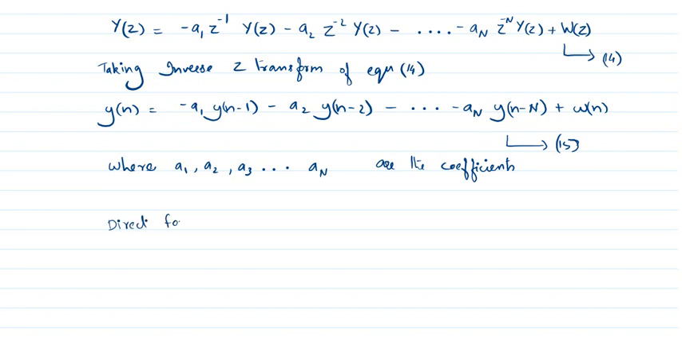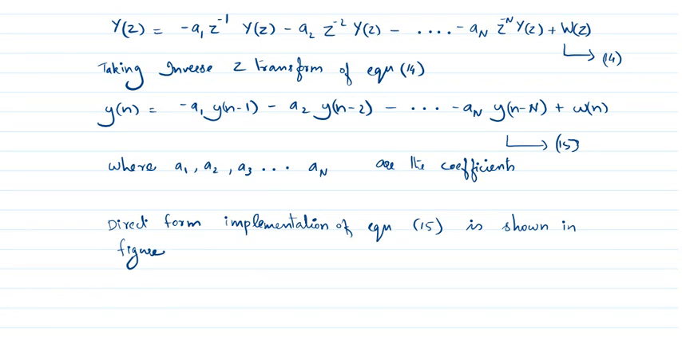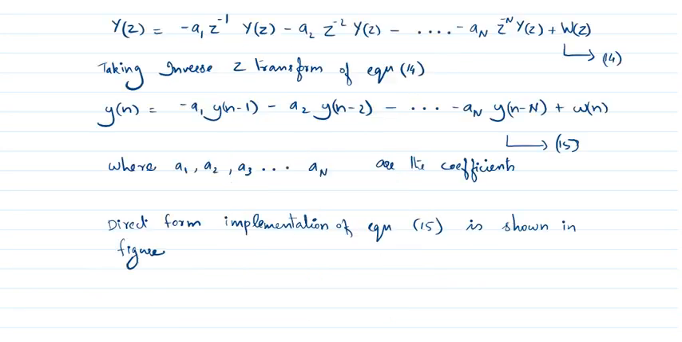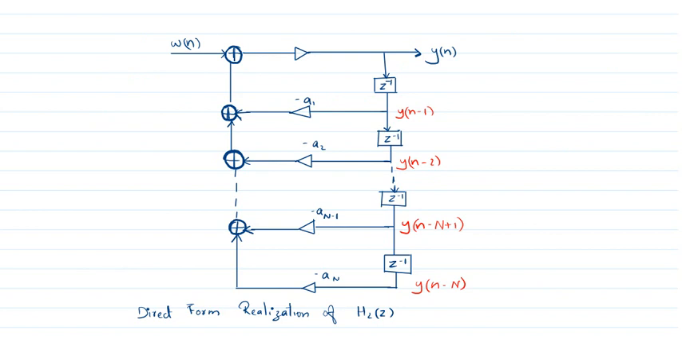Direct form implementation of equation 15 is shown in the figure. So this is the direct form 1 implementation of equation 15. So you can see omega n is the output of the first stage, which is given here, and y of n is the output of the second stage, H2 of z.